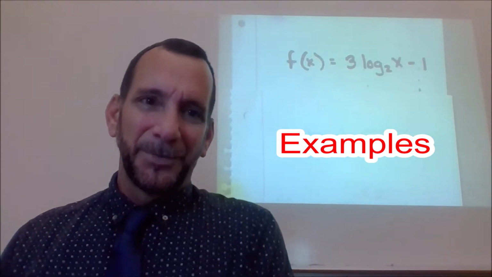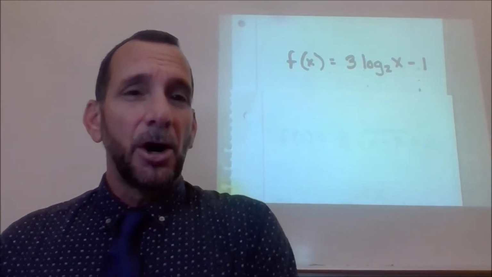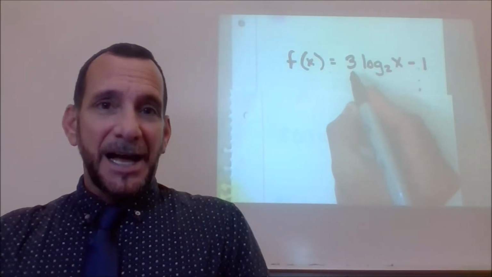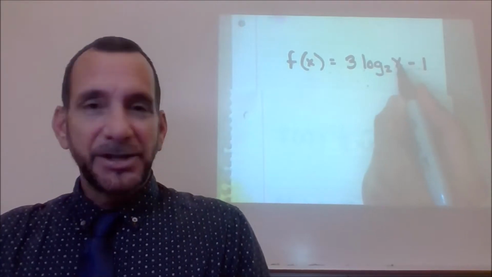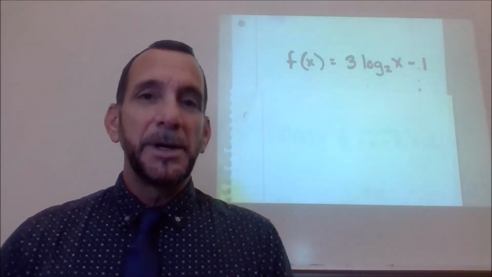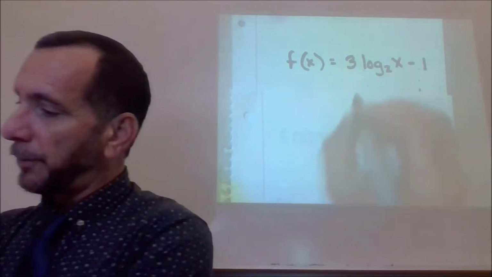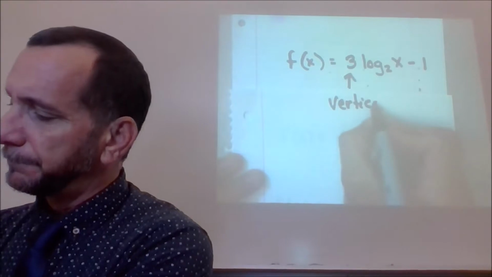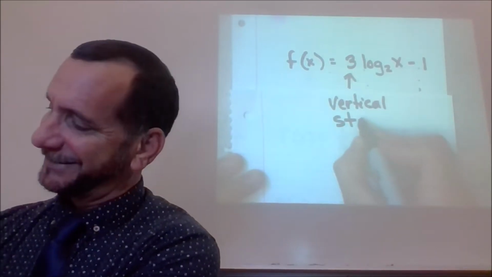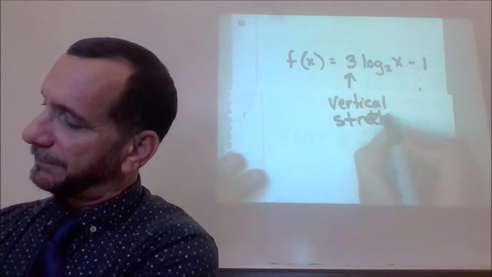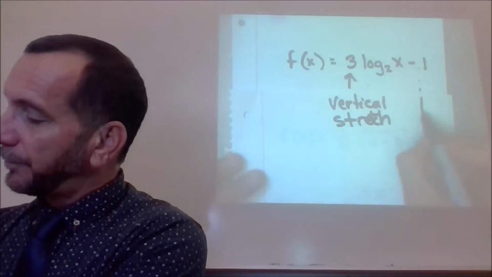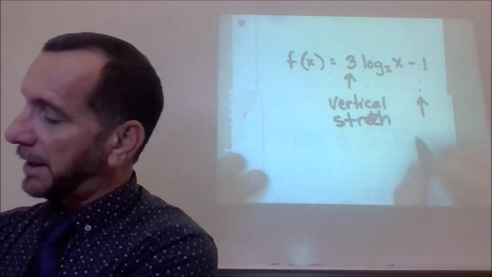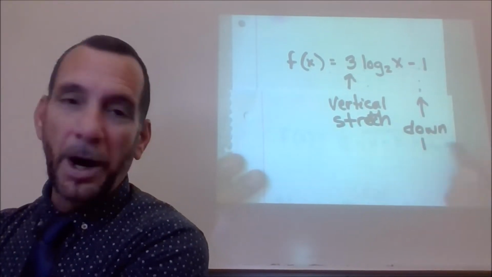How about this one? We have 3 times the log base 2 of x minus 1. That's on the outside of the function. It's not attached in parentheses to the x, so we can say that that is a vertical change. It's greater than 1. We'll call it a vertical stretch. And this one way all off to the side here means that it is translating down 1.